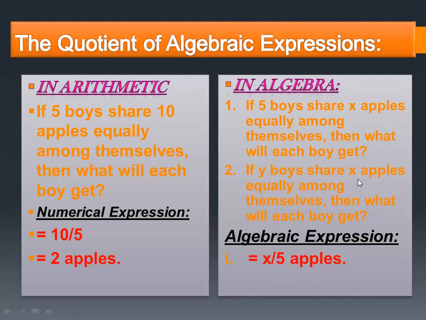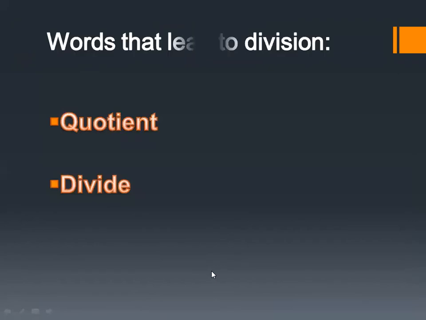Similarly, here the shared amount is x and the number of boys is 5, so you will simply write x upon 5 apples. Units are very important. Apples are here, so you should write apples. You will not divide it further, and you cannot get a numerical answer, because in a variable you cannot reduce it. This is the difference between arithmetic and algebra. Variables are your answer.